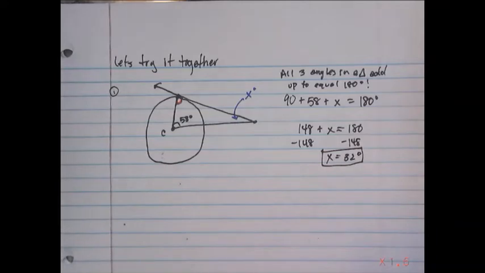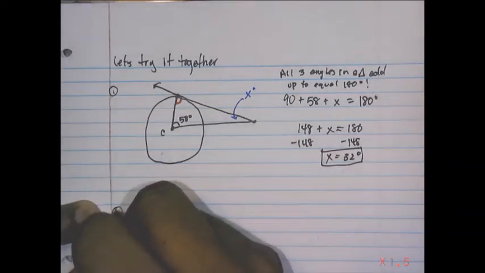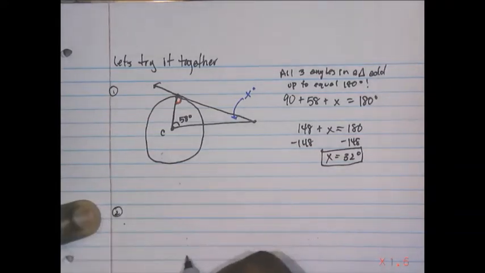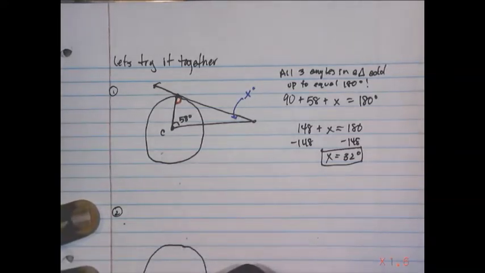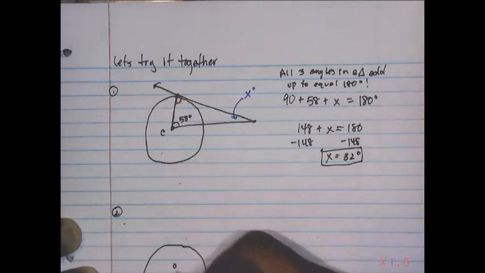Okay? So that's how that comes about. And then we made it a little bit spicy. We turned it up a little bit on the second one. So on the second one, we have our circle C, and we have an external point.